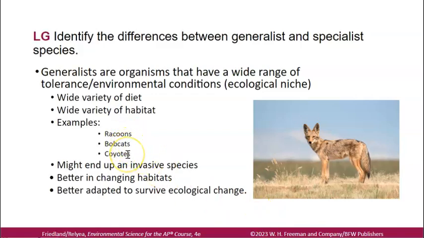Raccoons, bobcats, coyotes are all types of generalists. Could be an invasive species. A lot of invasive species are generalists because they can survive in a lot of different conditions. If habitats change, they're more likely to survive because they have a wide range of niches they can occupy.